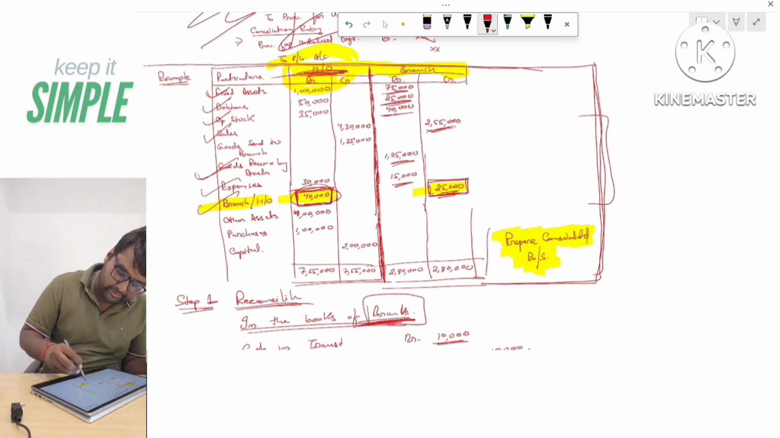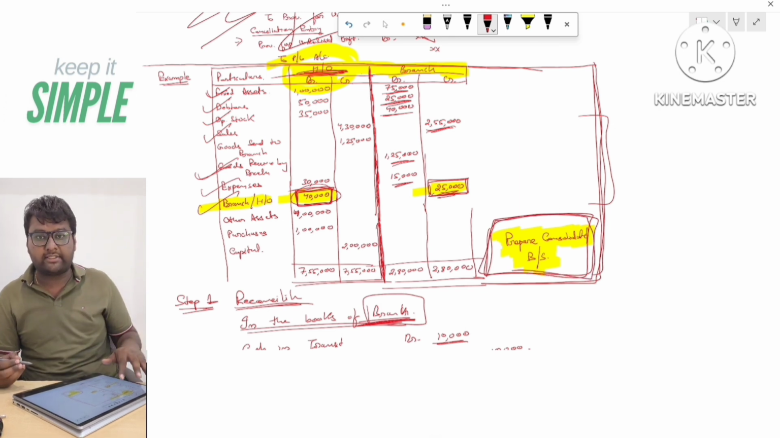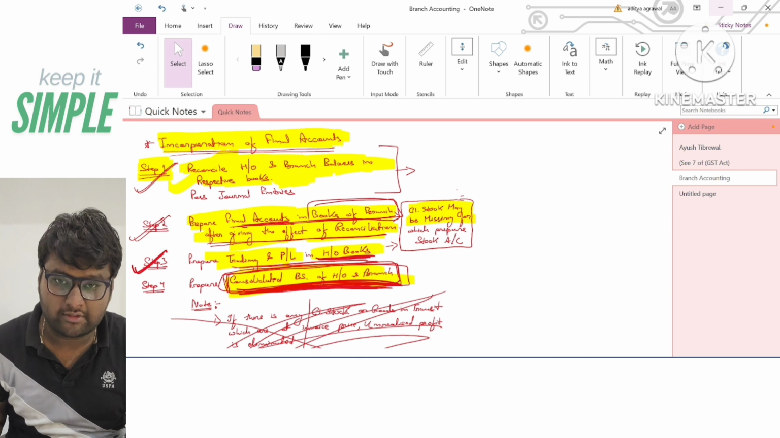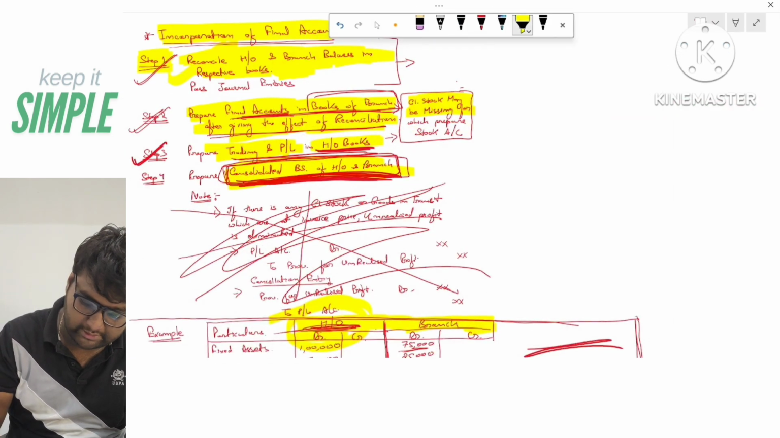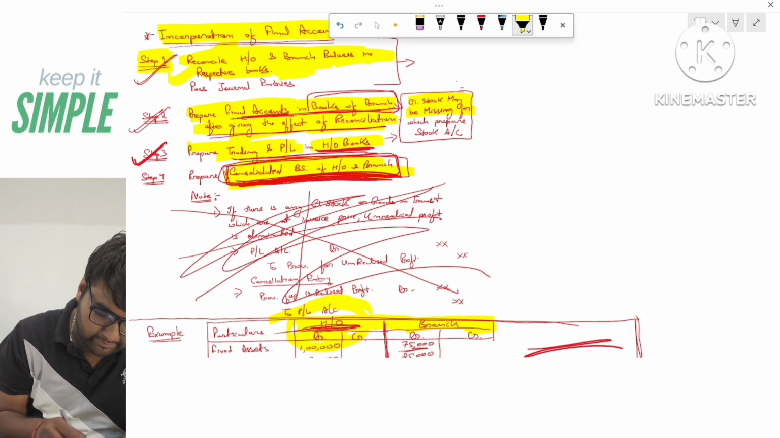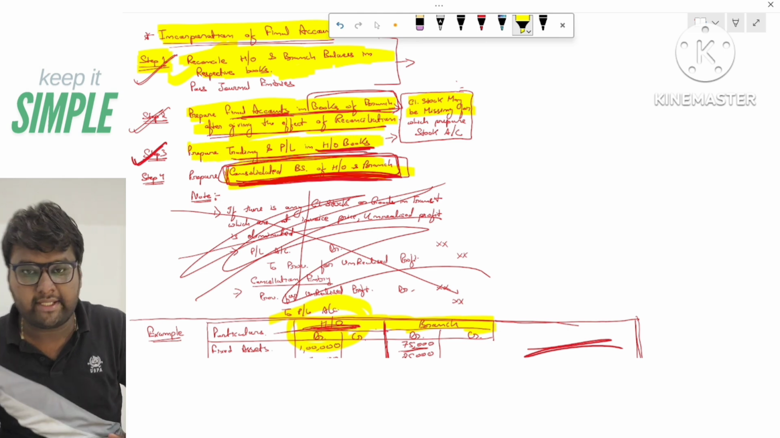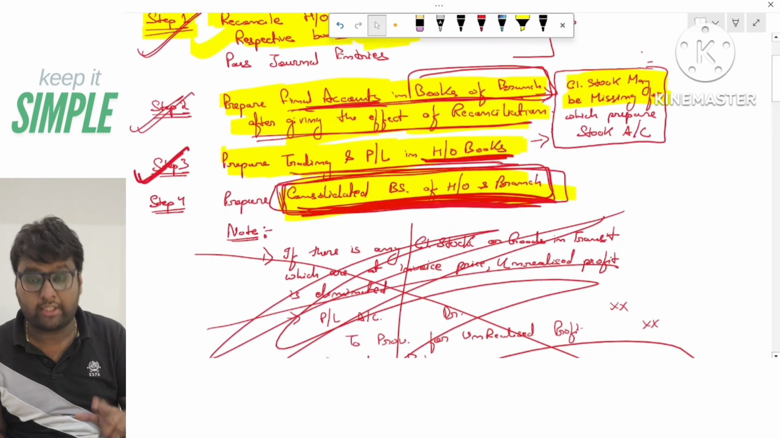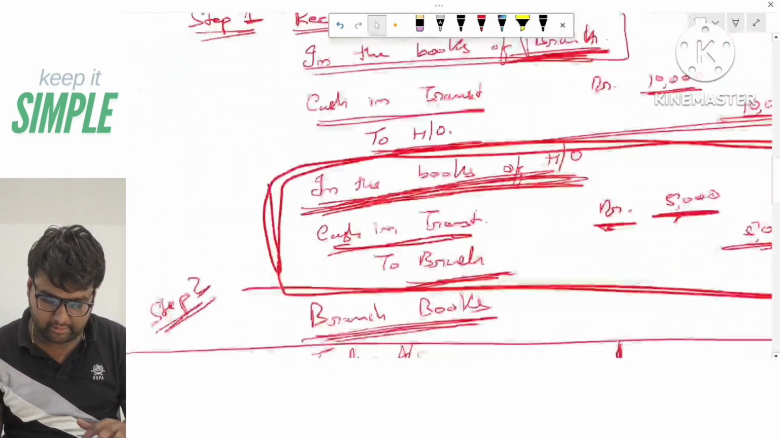Now we just have to prepare consolidated balance sheet. So we'll move to our third step. So let's move to our third step. So what is our third step? See, our third step is to prepare trading and profit loss in the books of head office. Okay. So what we will do? We will just prepare trading and PL, not the balance sheet. Okay. So our third step is to prepare trading and PL in the head office books.